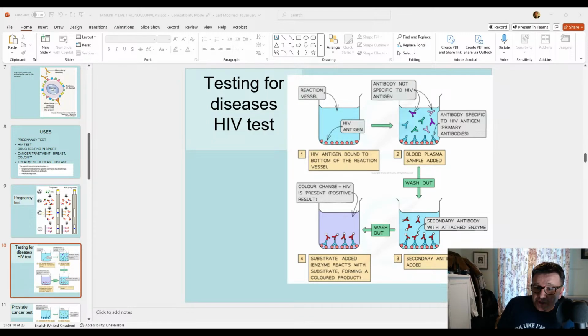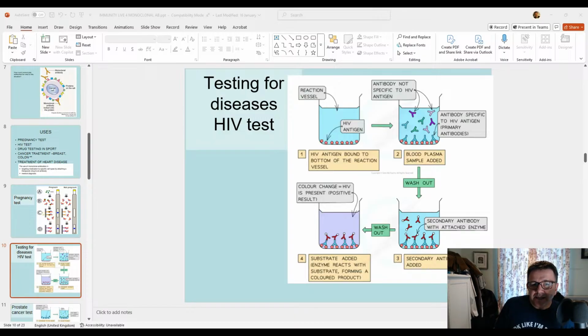You have to wash the excess out, and then a secondary antibody with the attached enzyme attaches to the initial antibody. You wash it out, and then there's a color change, and if it's present, you get a positive result.